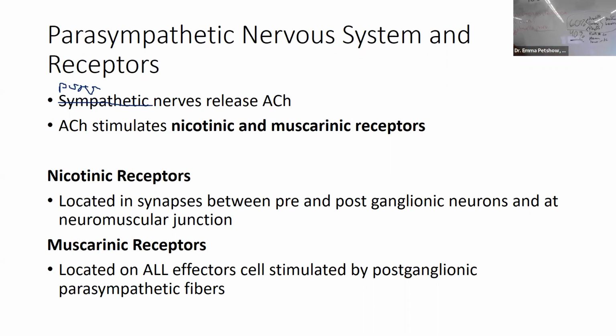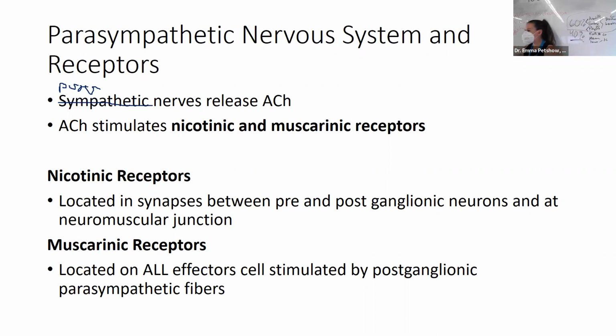What's that? Yikes. So nicotinic receptors are located in our synapses between our pre and postganglionic neurons and at the neuromuscular junction, versus the muscarinic receptors, which are located on all effector cells stimulated by postganglionic parasympathetic fibers. So muscarinic receptors are located on effector cells that are stimulated, the end receptor. Think about it, at your end organs is where your muscarinic receptors are located, versus your initial synapse is where you're going to have nicotinic receptors.